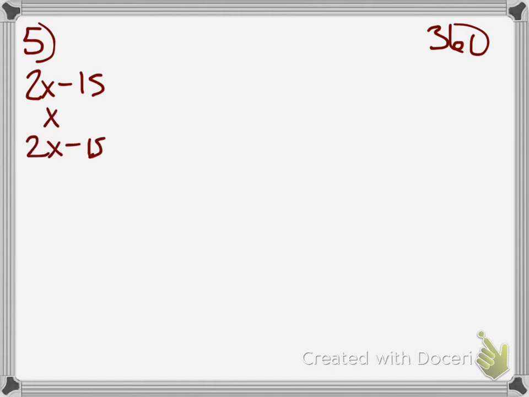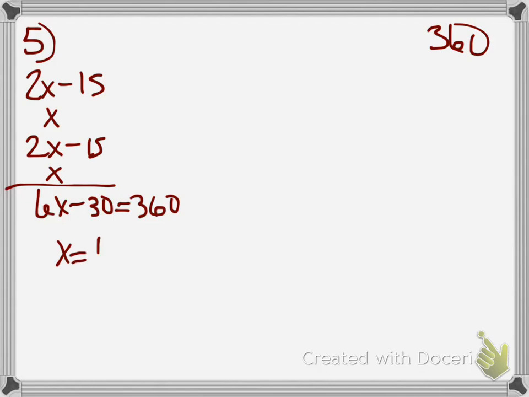Okay, so for 5 and 6, we need to remember that all quadrilaterals add up to 360 degrees. So if we add up the 2x minus 15 plus the x plus another 2x minus 15 plus the x, we get 6x minus 30 equals 360. Okay, because you added up all the interior angles and they added up to 360. Okay, so if you solve for x there, you're going to get, say, 65. But you got to remember, you still got to put it back in for the angles. So where they just said x, that's 65 degrees.